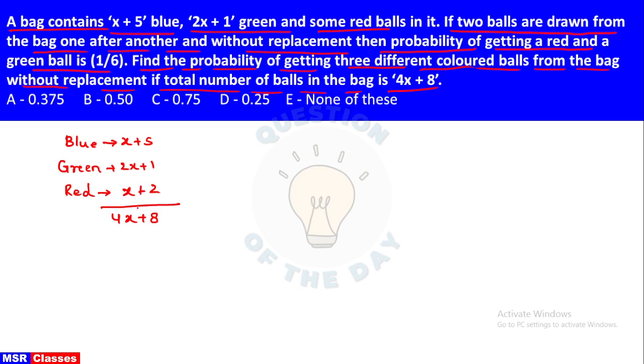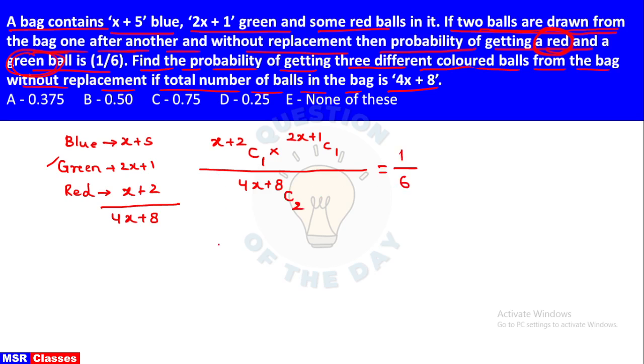Right. Now if two balls are drawn from the bag one after the other without replacement, the probability of getting red and green, which means red is x plus 2 C 1, and green balls are 2x plus 1 C 1. Total 4x plus 8 C 2. The total probability is 1 by 6.